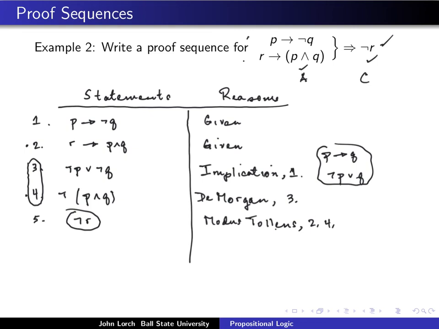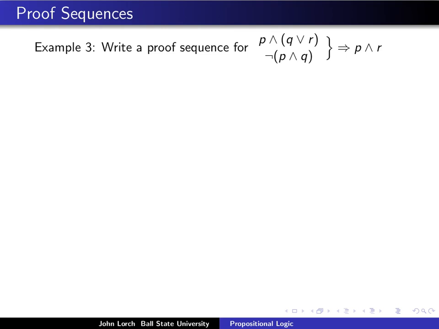Okay, now you might notice from this that even though we're saving space maybe over truth tables here, it can be hard sometimes to think about what statements and reasons to provide in the course of these proof sequences. Okay, here we have a final example of a proof sequence for an inference tautology or an inference rule. This one will be a little bit more involved than the last two that we've done.